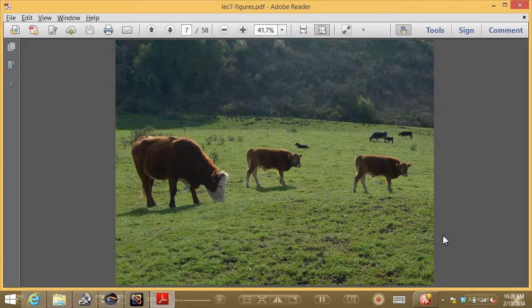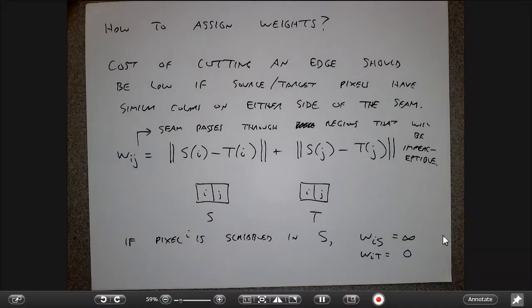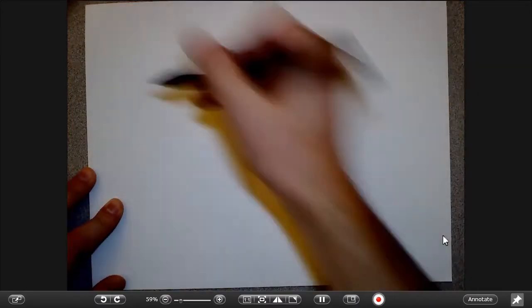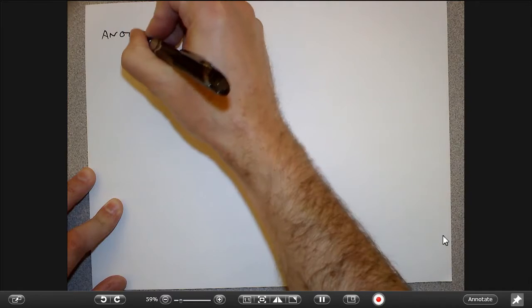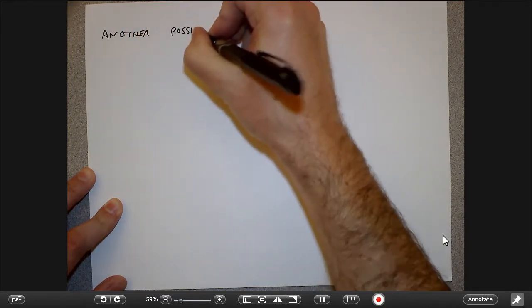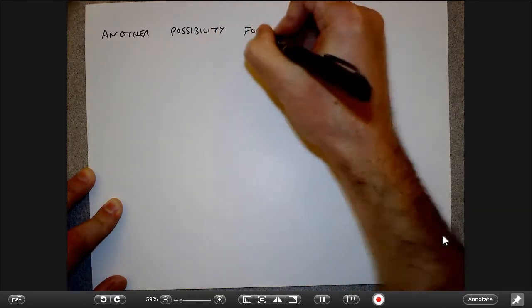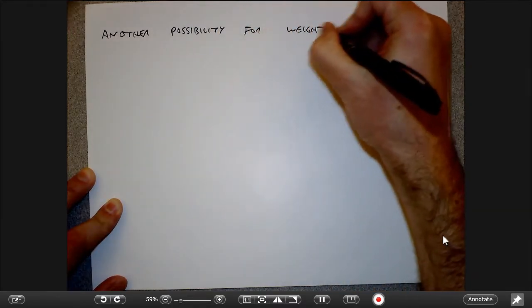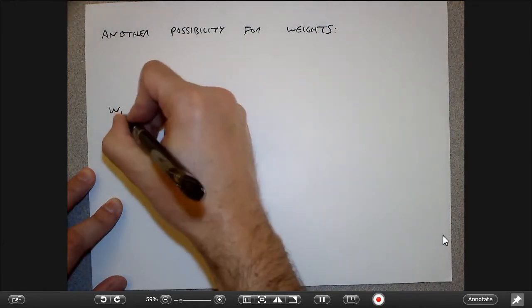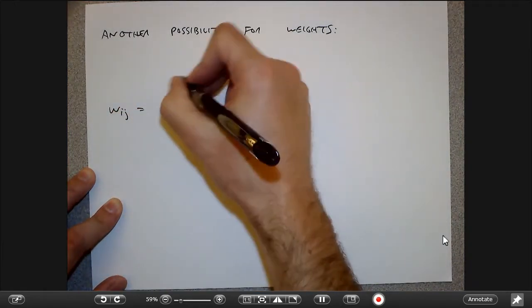Okay. Good. So let me just say, this works pretty well, and it actually works surprisingly well. One other option, another possibility for weights, is something like the following, where I have the same kind of numerator. So I'm going to put that up here.